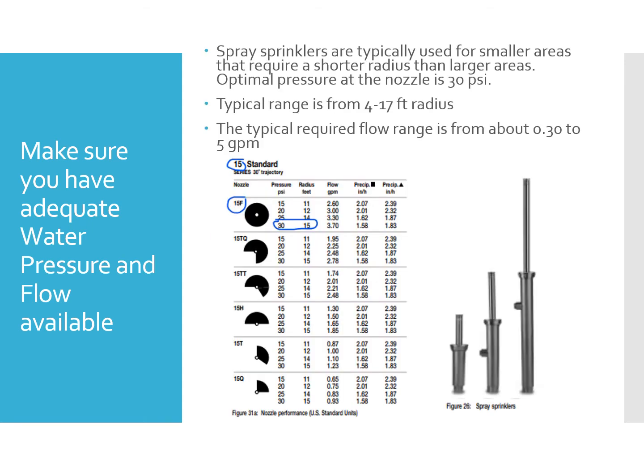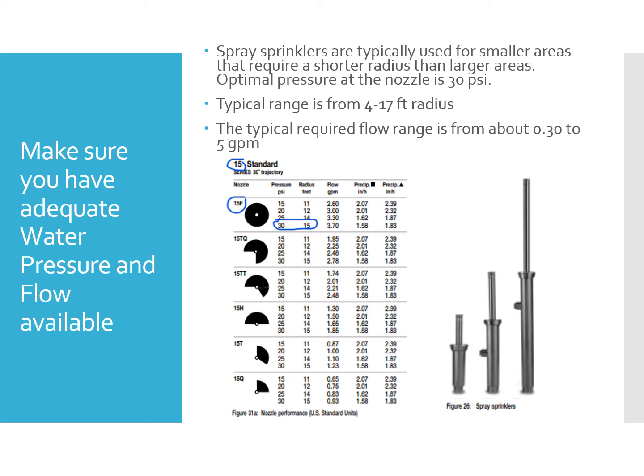Spray sprinklers are typically used for smaller areas that have a shorter radius than larger areas. So a spray type of sprinkler isn't something that you would see in a baseball field or a football field, because you'd need way too many of them. A typical range in radius would be 4 to 17 feet, or up to 18 feet.